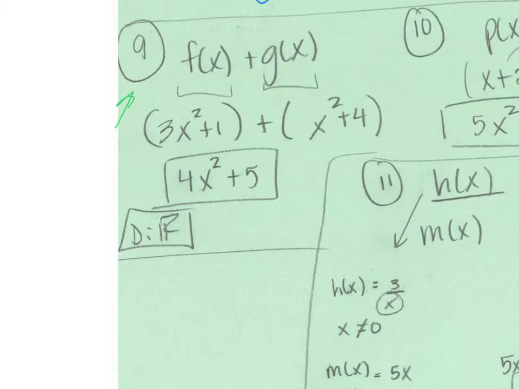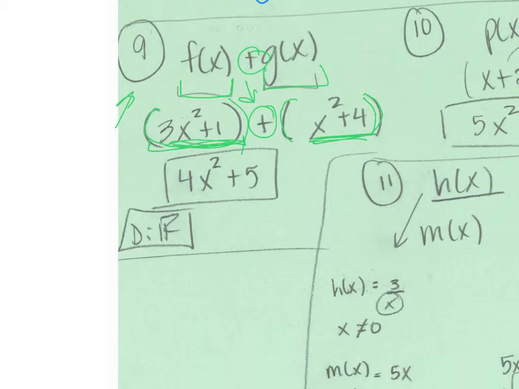For number 9, if you know that f of x is 3x squared plus 1, when you're substituting, put inside parentheses. Then this plus comes down in between. You substitute g of x. This is the right side. This is what g of x is.